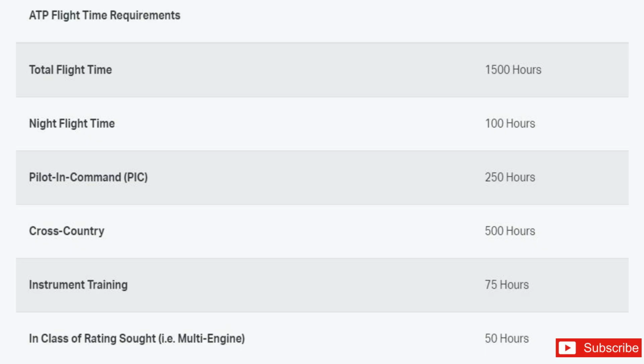Now the ATP, the requirements are much more. So you need 1,500 hours total flight time. You need 100 hours of nighttime, which, as you noticed in the last one, the CPL, you didn't really need nighttime. PIC, you need 250 hours.